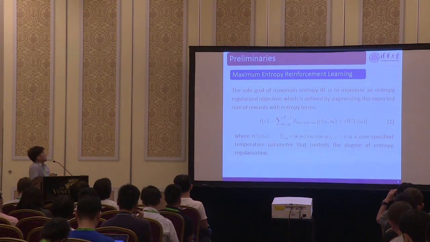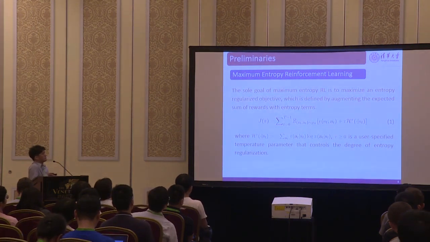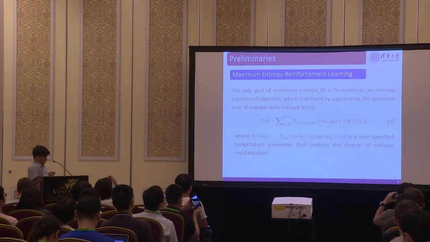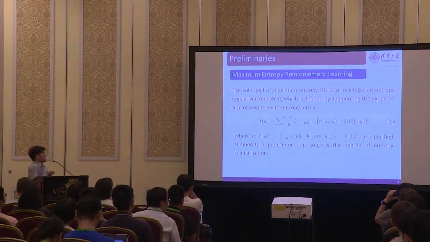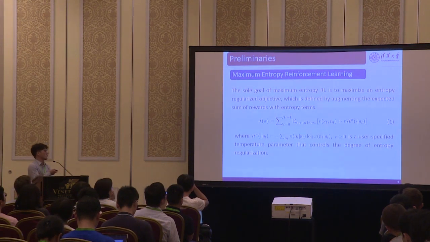Based on standard reinforcement learning, the sole goal of maximal entropy reinforcement learning is to maximize the entropy regularized objective, which is defined by augmenting the expected sum of rewards with an entropy term, as shown by equation 1, where r is a reward function, H(pi) is the entropy of the policy, and tau is the user-specified temperature parameter that controls the degree of entropy regularization.